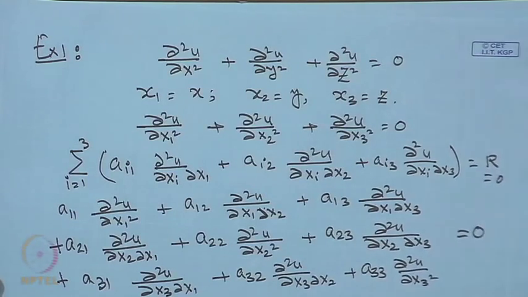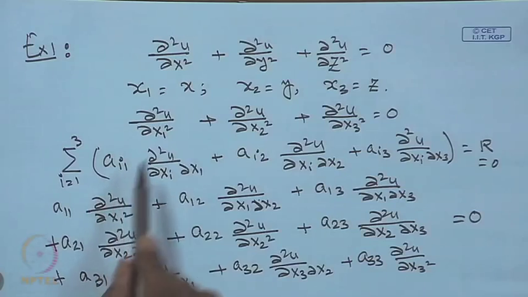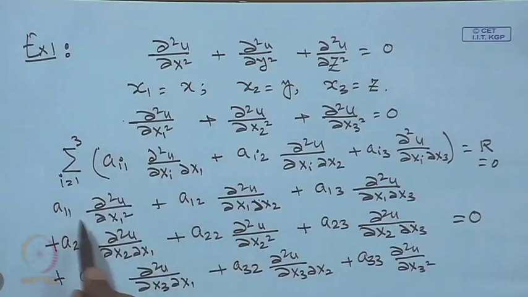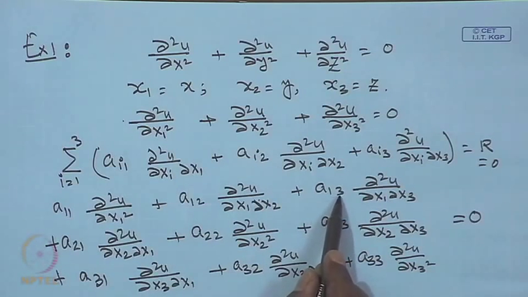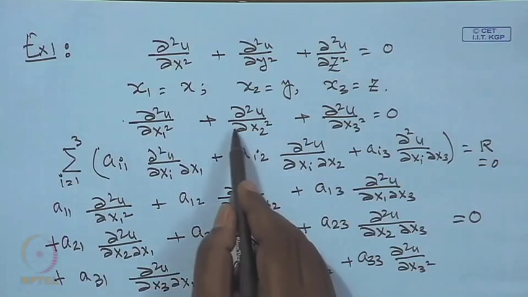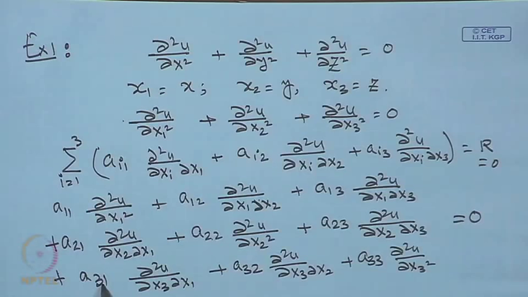Now, let us identify the coefficients. If you identify the coefficients, a11 is equal to 1, okay, that is given here. a11 is equal to 1, a12 is equal to 0, a13 is equal to 0, a21 is equal to 0, a22 is equal to 1, a23 is equal to 0, a31 is equal to 0, a32 is equal to 0, and a33 is equal to 1.